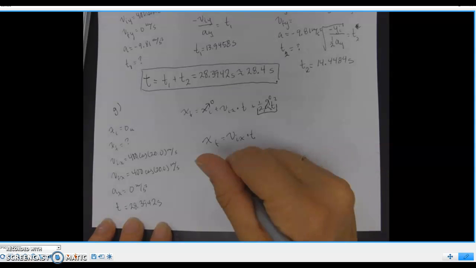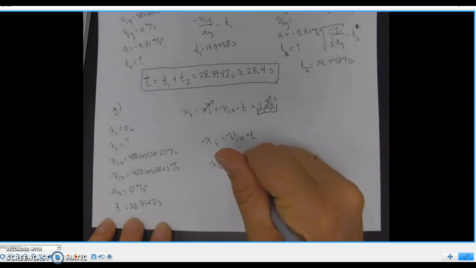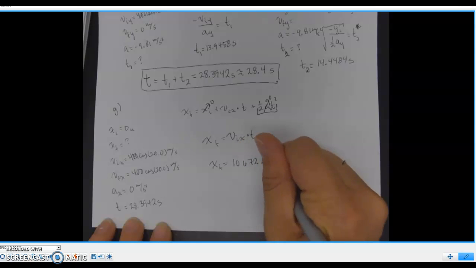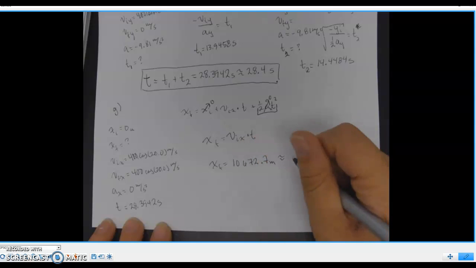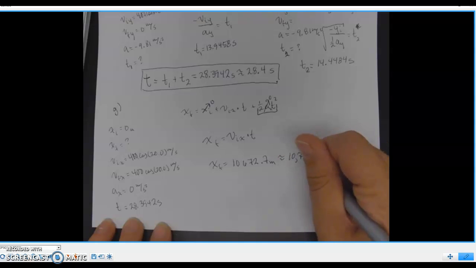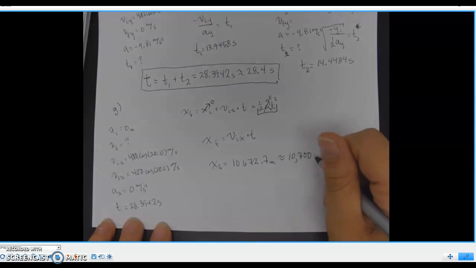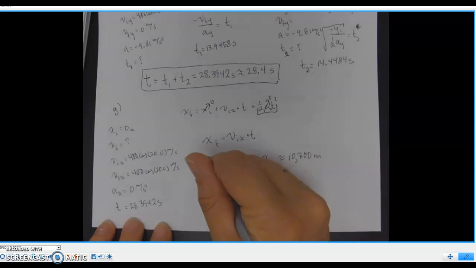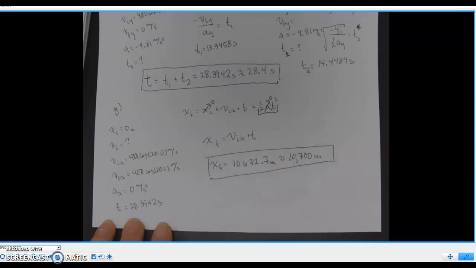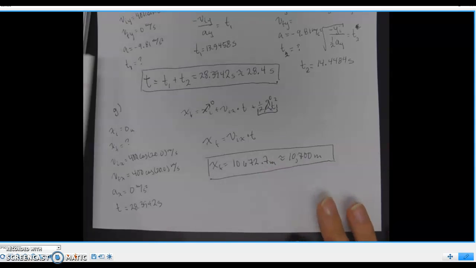Okay, and I got a long answer of 10,672.7 meters, and then this is about, for 3 sig figs, 10,700 meters. All right, that's the end of Thor's hammer.